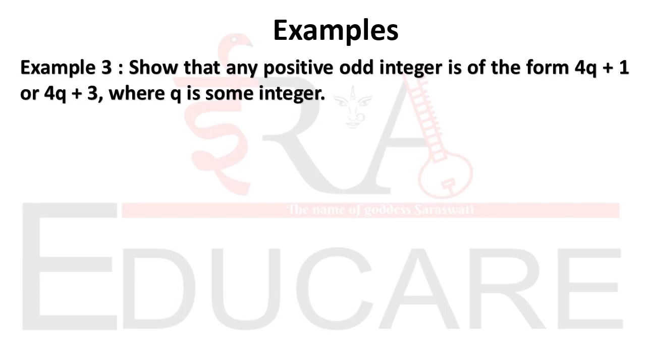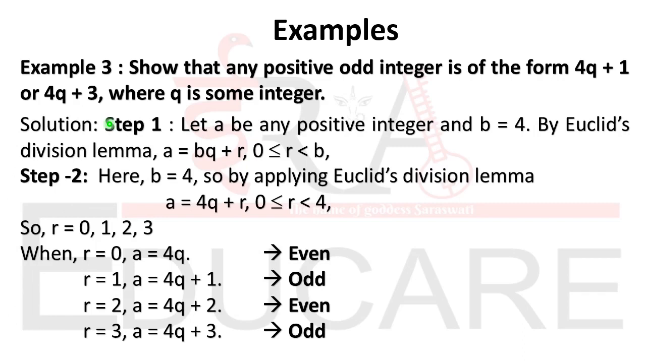Now next, example number 3. Show that any positive odd integer is of the form 4q plus 1 or 4q plus 3, where q is some integer. So again, like example number 2, apply Euclid division lemma. The first step will be the same. Now here b is equal to 4. How? Because here 4q plus 1 and 4q plus 3 are there. So you get b is equal to 4.